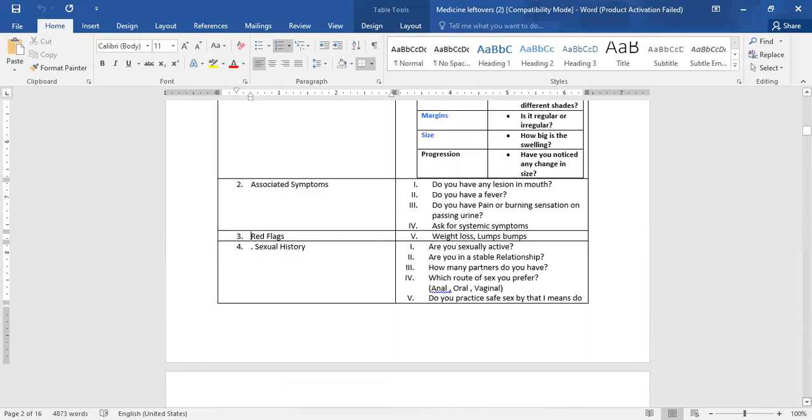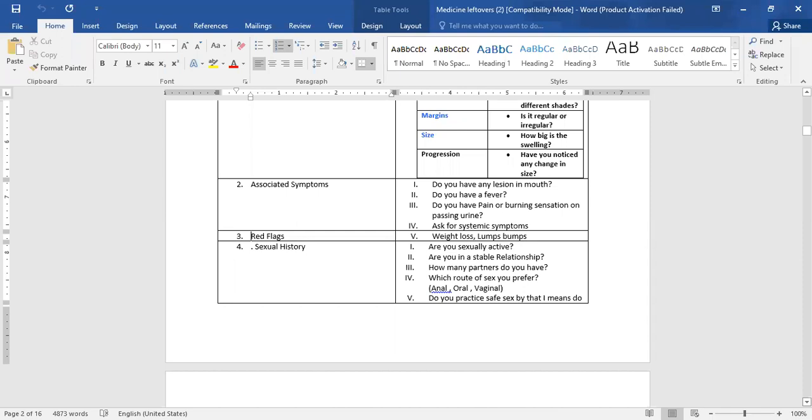Otherwise, you are going to make it a bit awkward, and also you will waste your time. When you're going to take the sexual history, just signpost. Okay, Linda, so I need to ask a few questions related to your sexual history. Are you sexually active? Are you in a stable relationship? She will say no.